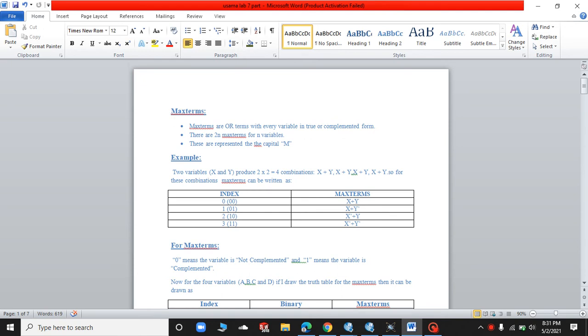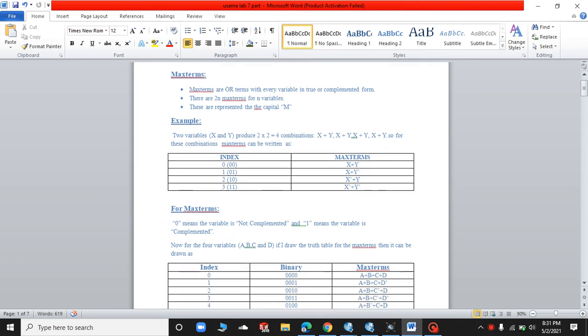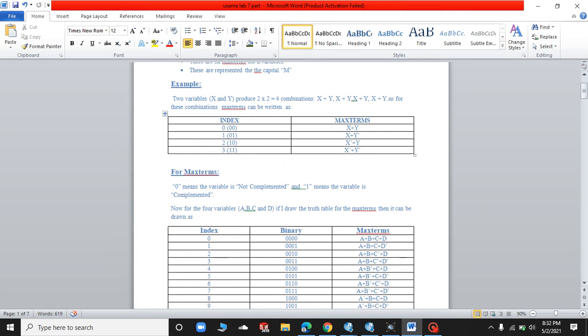So first of all, I will be showing you the concept of the max terms. The max terms are all terms with each variable in a complemented form. In the max terms, when there is a one, we use a complement. You can see that at index 0 we have 0 0, so we have x plus y. There is no complement because there is no one over here. If I talk about index 1, you could clearly see that there is a 1 and there is a complement on the y, and same is the case over here at 3, that is two ones, and they are x complement and y complement.